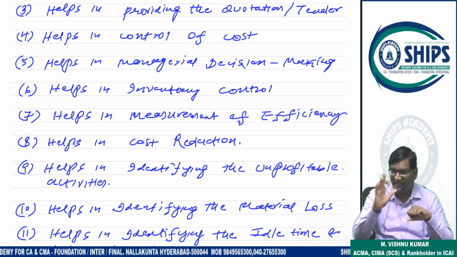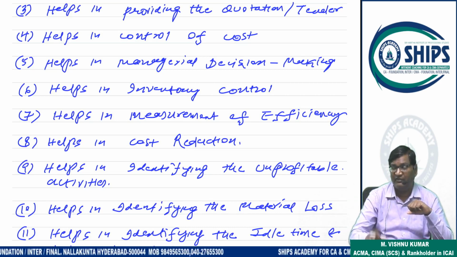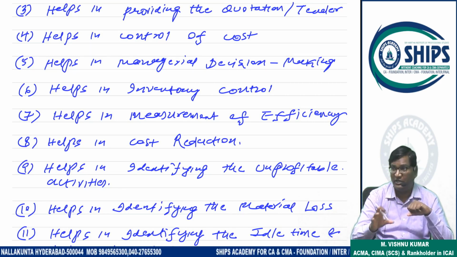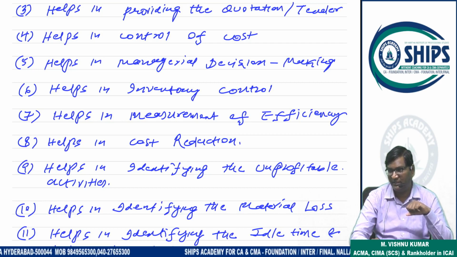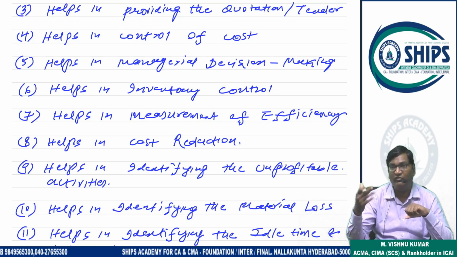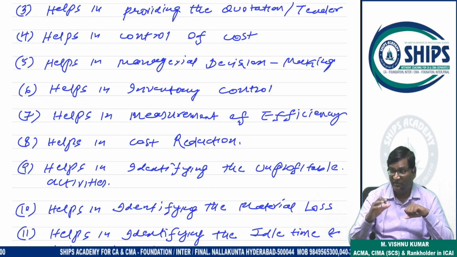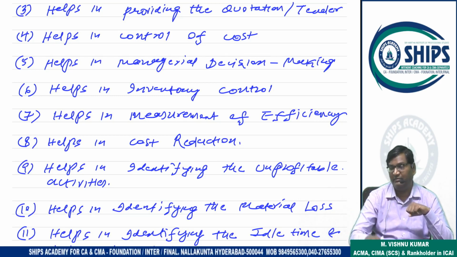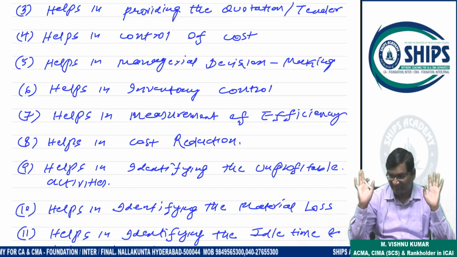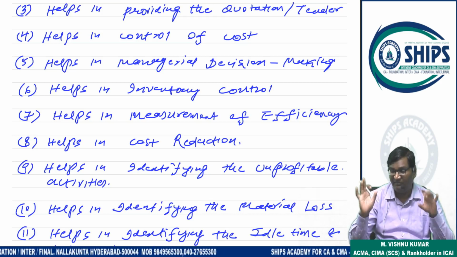Efficiency means one standard will be given to him: you have to produce the units in this much time. If the worker completes within that time, he is working efficiently. This is called performance measurement. This will enhance the ability of workers. An unskilled worker wants to become skilled, and a skilled worker wants to become more skilled. If the same payment is given to all, everybody will become lazy. That's why performance measurement is required.